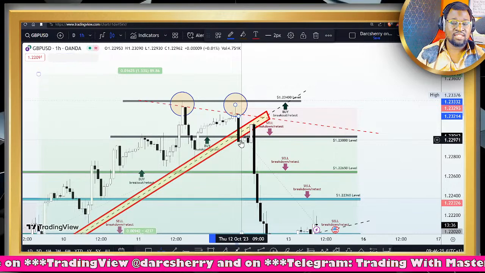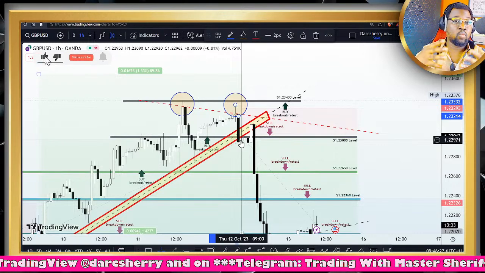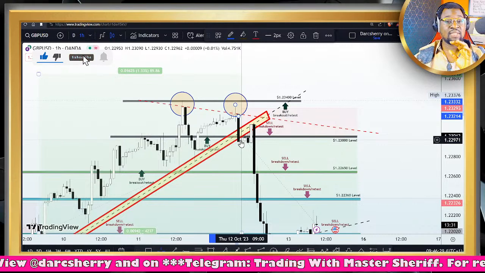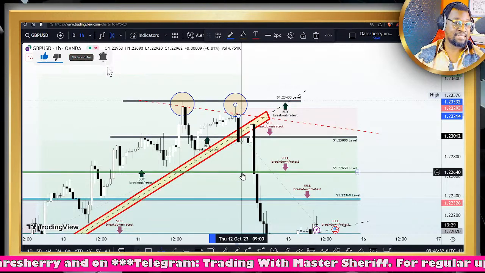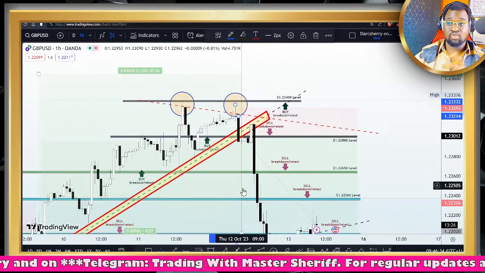And one of the things we discussed here yesterday is that we will be looking out for selling opportunities only if the ascending trend line is breached to the downside.